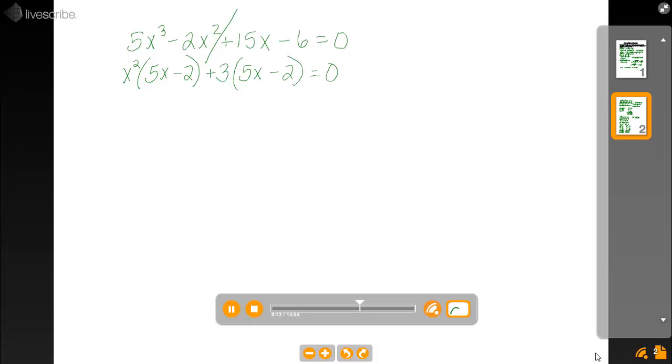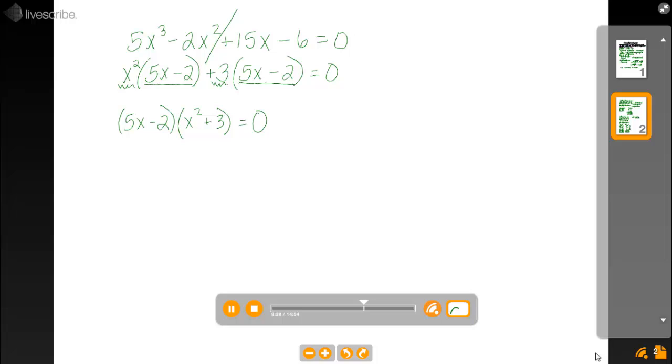That was really handy, because now I see a 5x minus 2 in the first term and a 5x minus 2 in the second term. We can actually factor out that binomial 5x minus 2. And we're left with the x squared plus 3. Notice we factored that cubic.